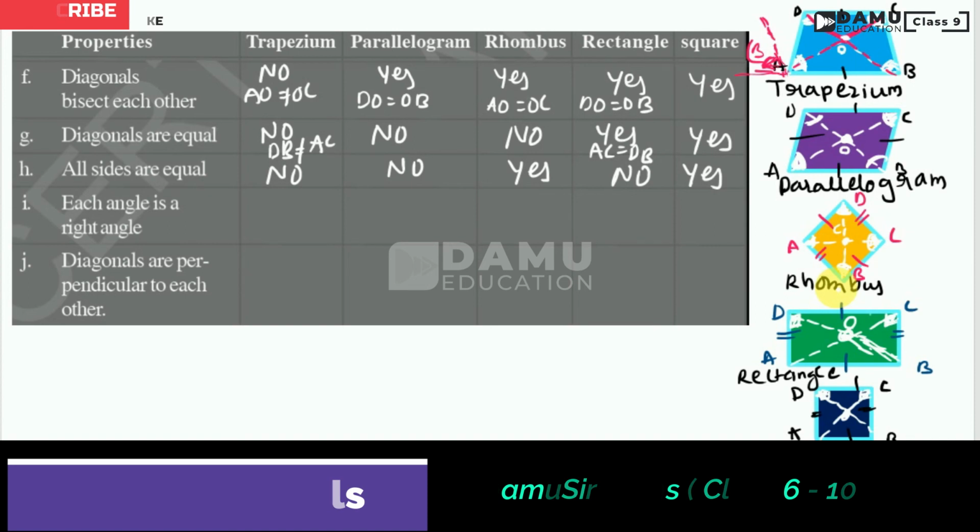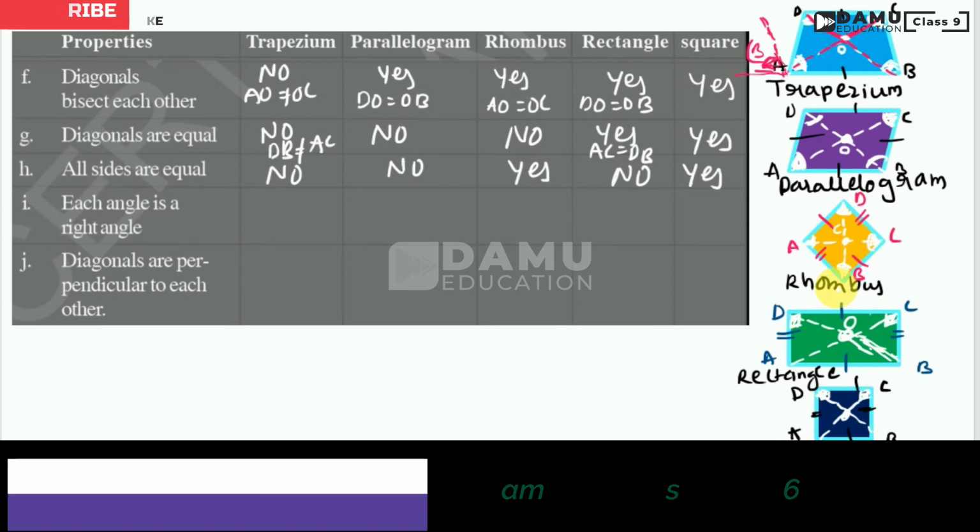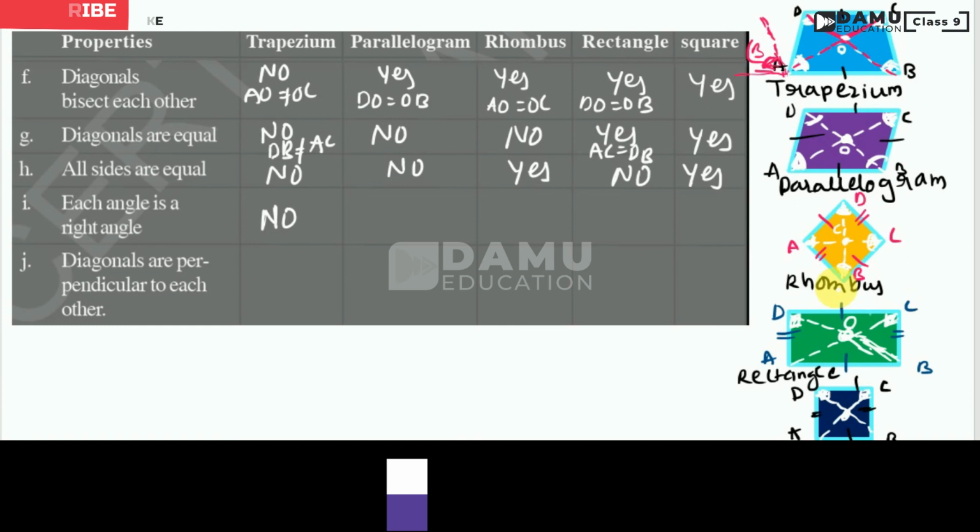Then, each angle is a right angle. For trapezium, no, there is no each angle a right angle, it is less than 90 degrees. Then parallelogram also, it's more than 90 degrees and less than 90 degrees here. So for this also no. And rhombus also, it is less than 90 and maybe more than 90. For this also, each angle is no.